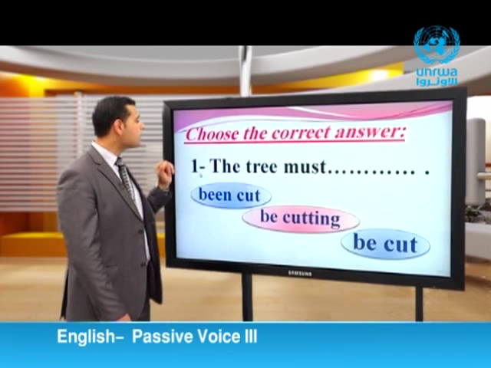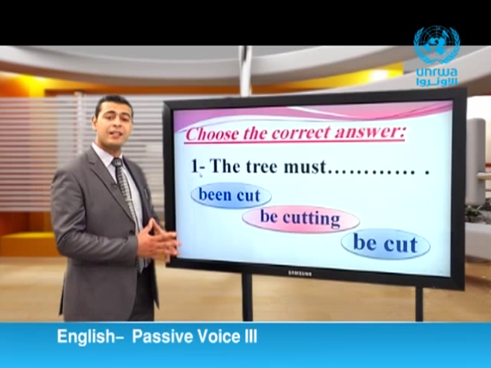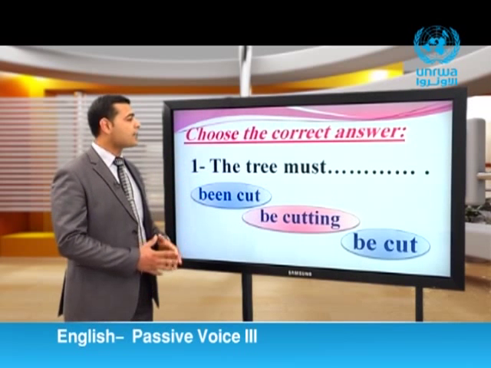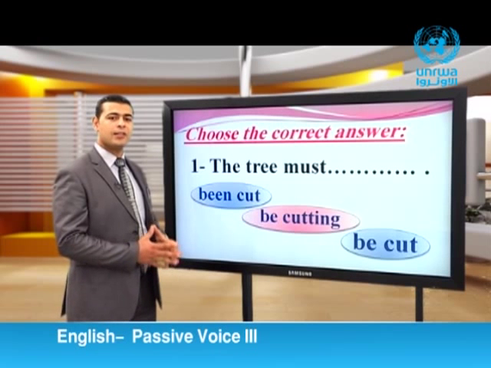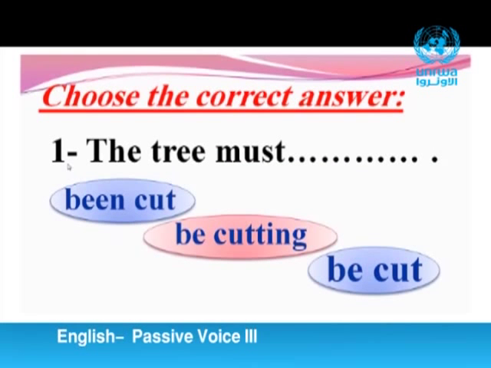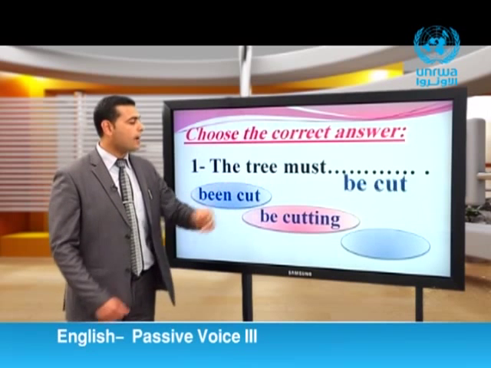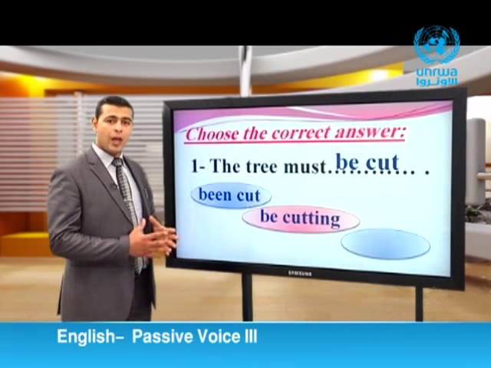All right, now let's practice what we have talked about regarding passive voice with modal verbs. Choose the correct answer. Number 1, the tree must being cut, or must be cutting, or must be cut. Excellent, thank you very much. It's must be cut. Why must be cut?